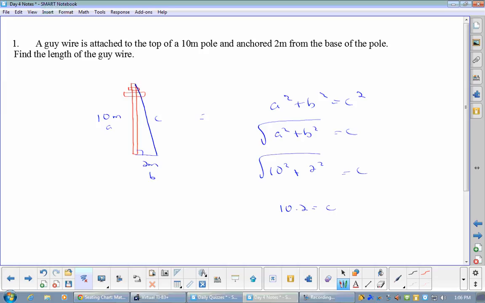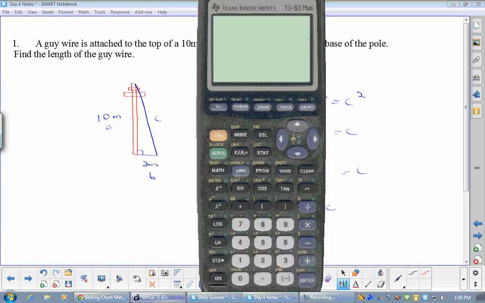Okay, so I'm going to show you, I'm going to turn this on. So you go second, and then this button right here. Do you see where my arrow is? And hit that. Okay, work? Okay, and that's why it's nice when we all have the same kind of calculator.